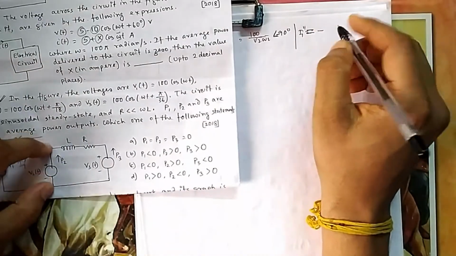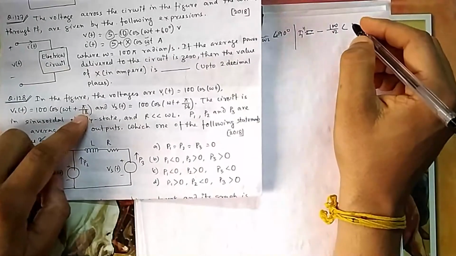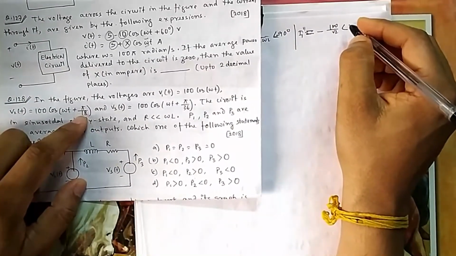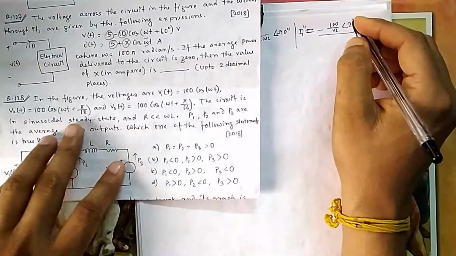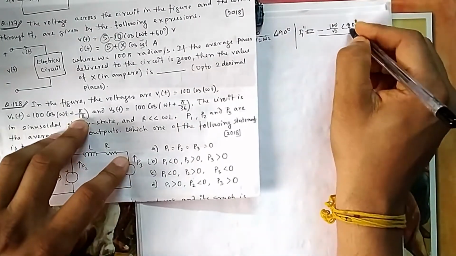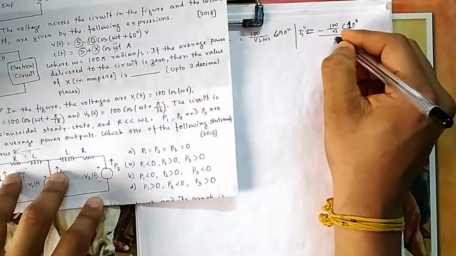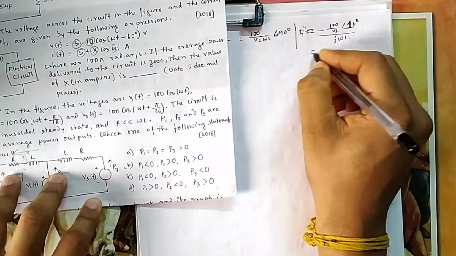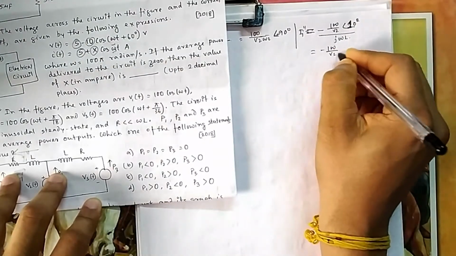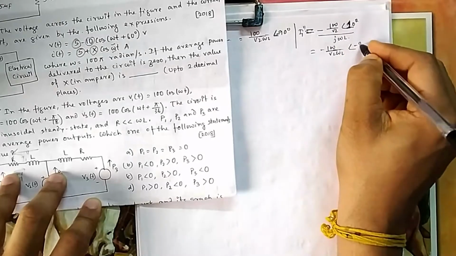And the voltage across this same voltage, 100 by root 2 at an angle of pi by 18, is 360 by 18, that is your 20. Sorry, this is pi by 18. Pi means 180 by 18, so this is 10 degrees. So this divided by again j omega L. So it will be again minus 100 by root 2 omega L at an angle of now 10 minus 90. So it will be minus 80.